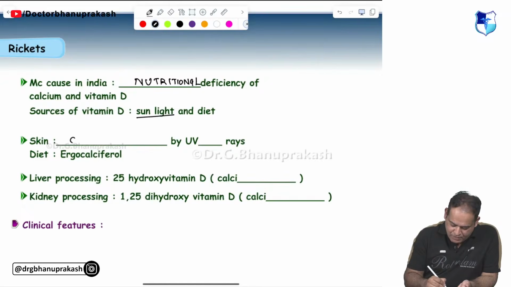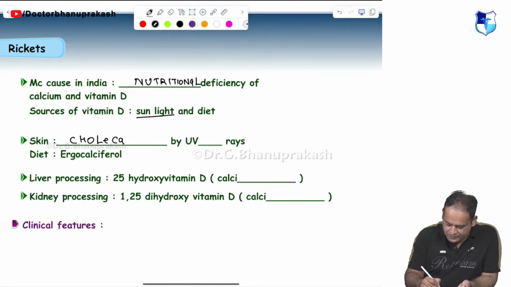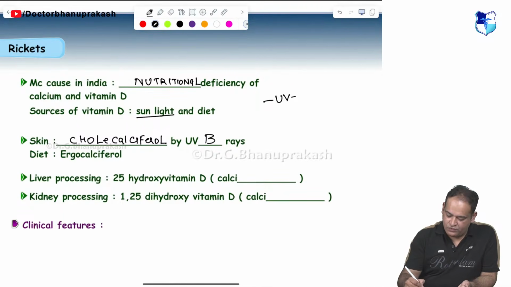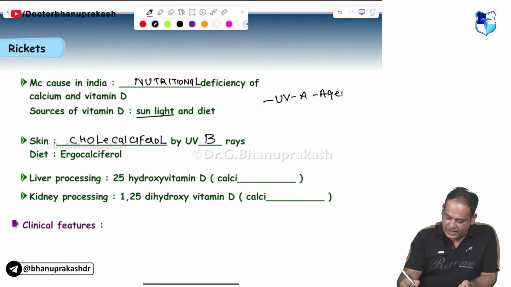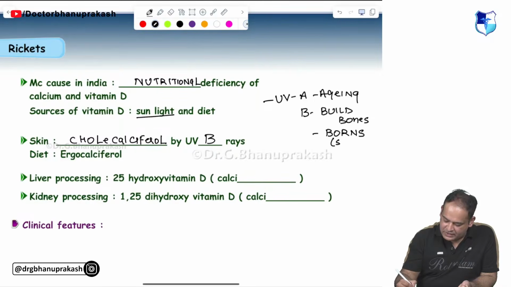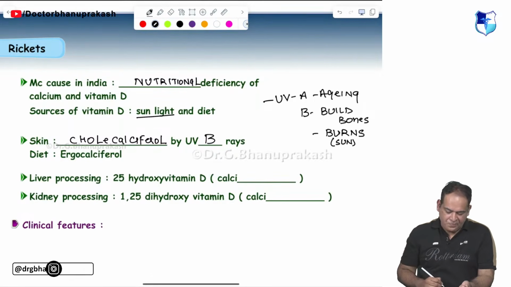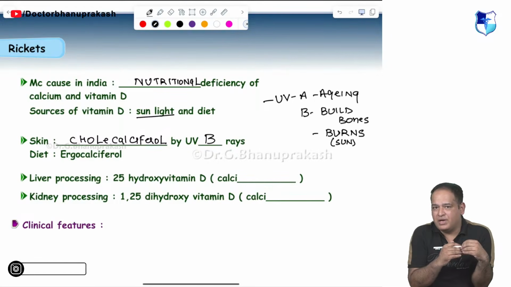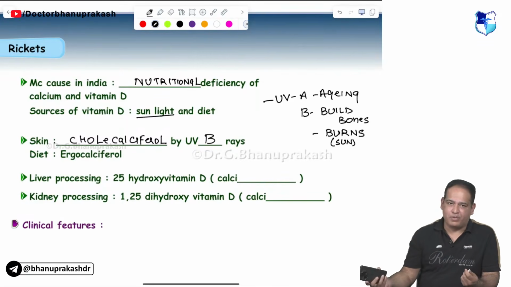Now, what we do is we make our own vitamin D. And what is that? Vitamin D3 by UVB rays. कैसे याद रखना है? UVA rays, they cause aging. UVB rays, they build bones. And if we get too much of UVB rays, we get sunburns. Okay. Now from diet, what we get is vitamin D2. They both are practically useless because they are not metabolically active. ये दोनों metabolically active नहीं है.